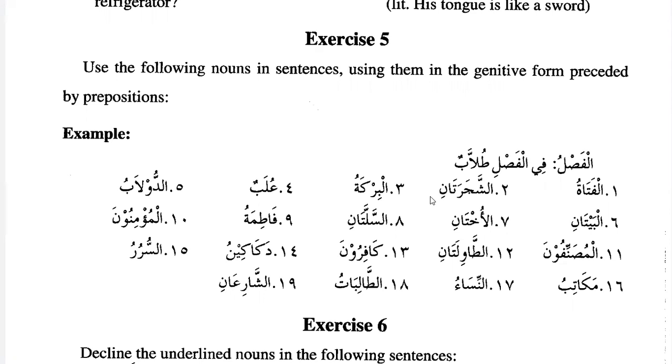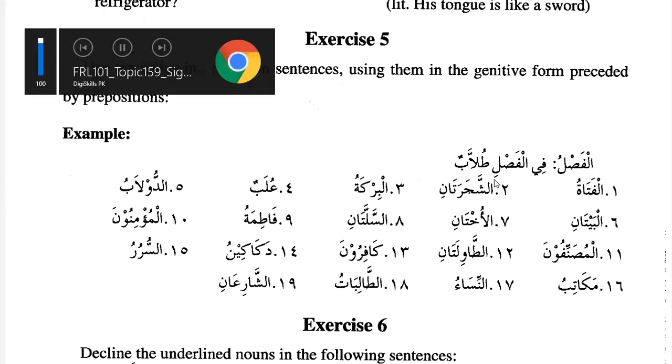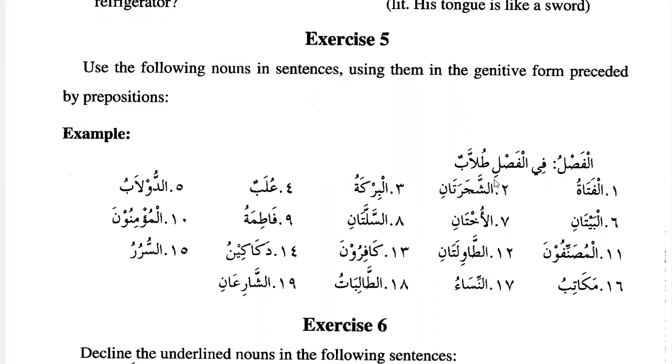Tahta shajaratani rajulani. The sentence is correct, but here we need harf-e jar. Tahta shajarataini. So we need harf-e jar with shajaratan. Tahta is not harf-e jar. Arwakaini min shajarataini. I want to say that the two leaves are from two trees. So what is the sentence in Arabic? I said arwakaini min shajarataini. Okay. Next.